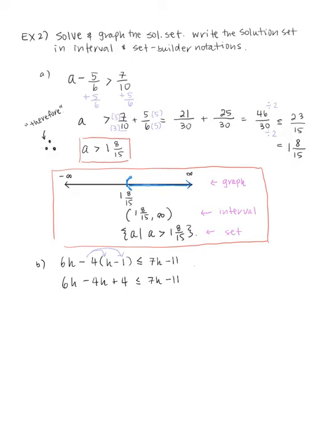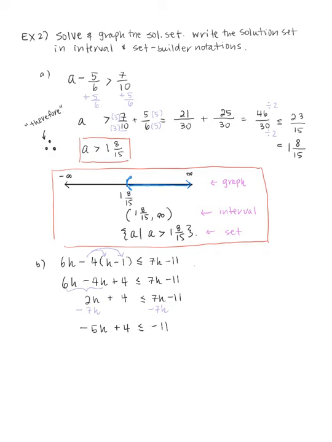Okay, so now we could still simplify the left-hand side, so we combine the like terms. Here we're going to get 2h plus 4 is less than or equal to 7h minus 11. All right, now we're good to go. So let's bring all the h's on the left-hand side and all the constants, which is just a numerical value, on the right-hand side. So I'm going to subtract 7h. All right, then what do we get here? We're going to have negative 5h plus 4 is less than or equal to negative 11.